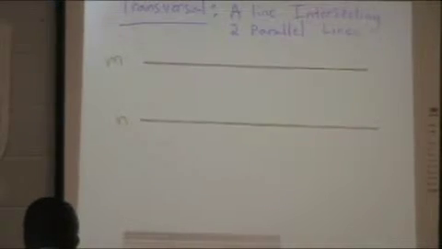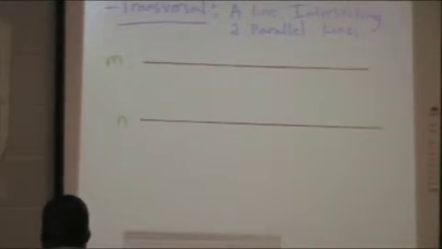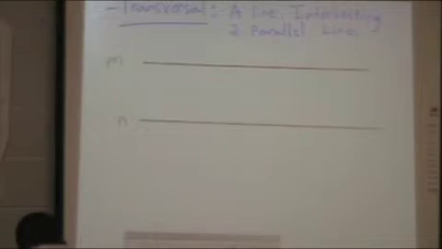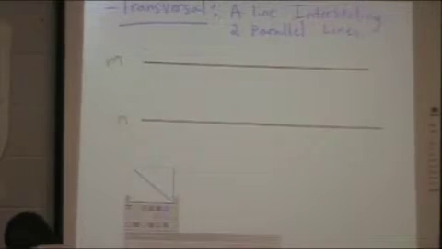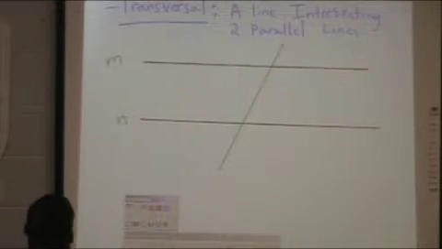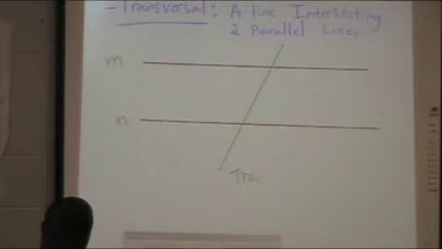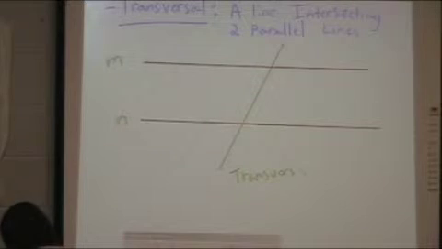Let's talk about the word transversal. A transversal is a line intersecting two parallel lines. This line right here is M, and this line right here is N. If I take a line and I intersect those two lines, any line that intersects two parallel lines, this green line here, it's our transversal. So all a transversal is a line intersecting two parallel lines.